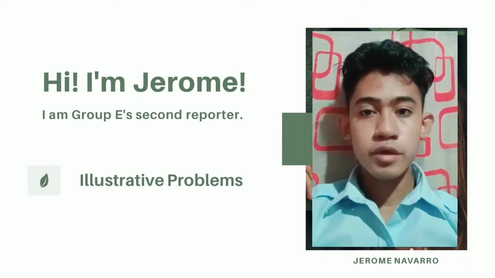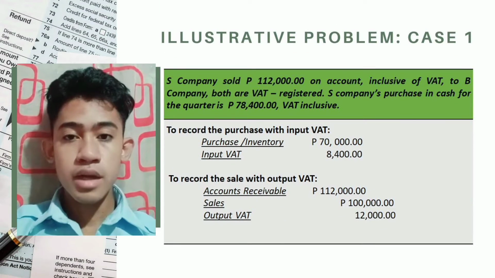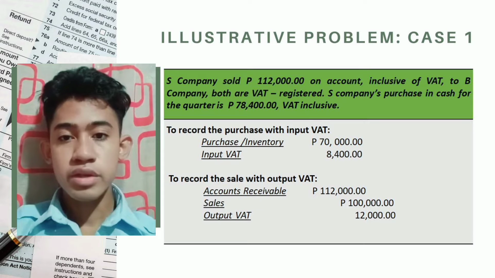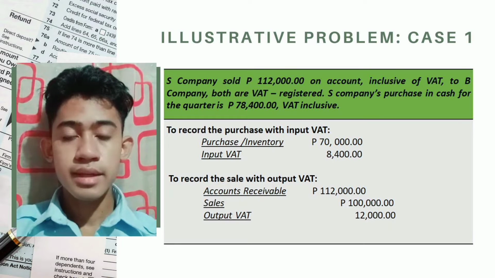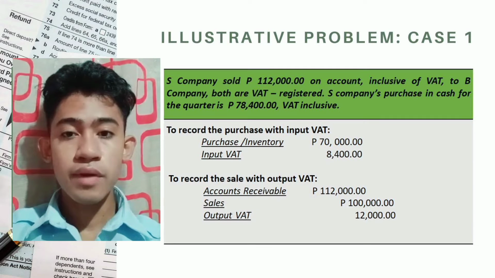What's up guys, I'm Jerome Navarro and I'm going to discuss 4 illustrative problems. So let's go to the first problem. S company sold goods for 112,000 inclusive of VAT to company B. Both are VAT registered. Now S company's purchase in cash for the quarter is 78,400, which is also VAT inclusive.